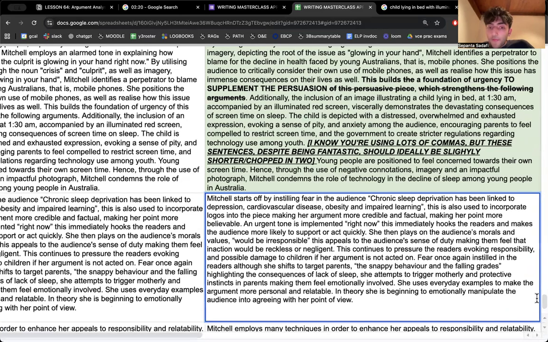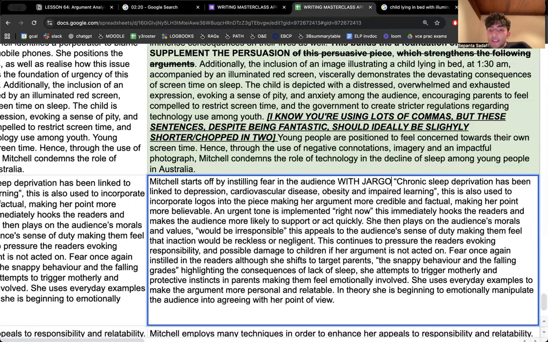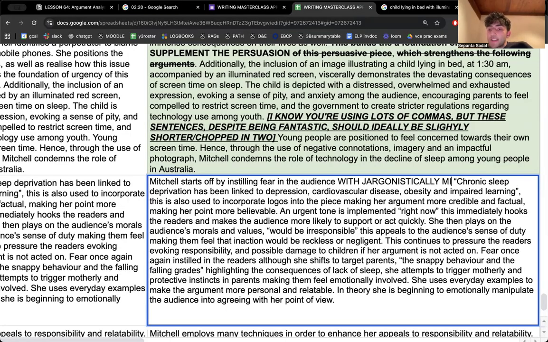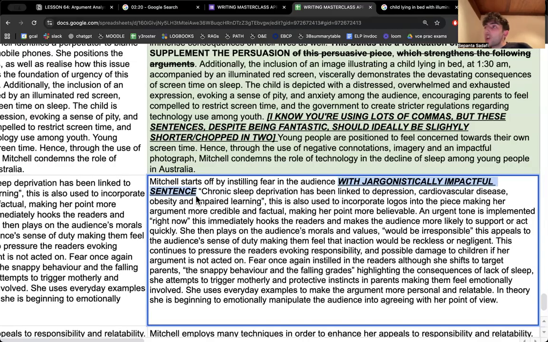Mitchell starts off by instilling fear in the audience. Chronic sleep. Okay, give me a word. Give me a connector there. Before you give me the quotation, say with, with highly, with jargonistically impactful language or sentence, right? Why? What's jargon? Jargon is language that is specific to a certain field. Like it's very nuanced, right? Chronic sleep deprivation has been linked to depression, cardiovascular disease, obesity, and impaired learning.